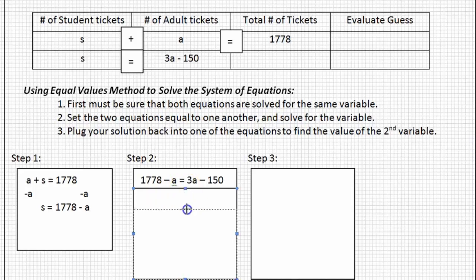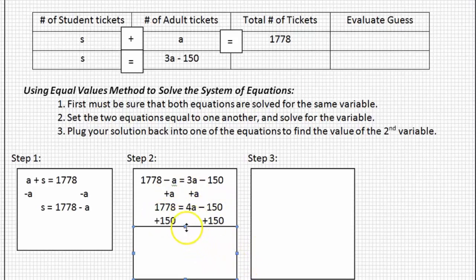So I want to get all my variables to one side and my numbers to the other, so I decided to start by adding an a to both sides, which leaves me with 1,778 is equal to 4a minus 150. So now that all my variables are on the right side, I want to get all my numbers to the left side. So I'm going to do that by adding 150 to both sides. And when I do that, I end up with 1,928 is equal to 4a.